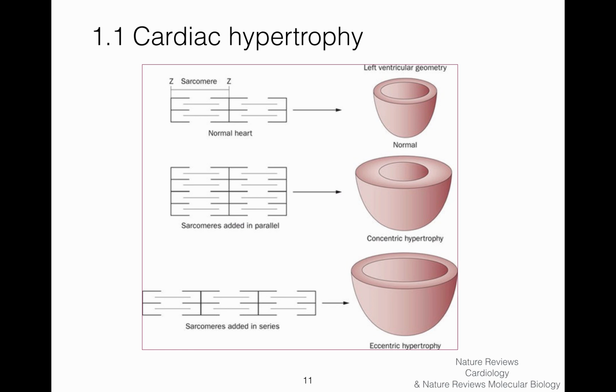This illustration helps distinguish these two forms of hypertrophy. In concentric hypertrophy, sarcomeres are added in parallel and the relative wall thickness is increased. With eccentric hypertrophy, sarcomeres are added in series without an increase in relative wall thickness.